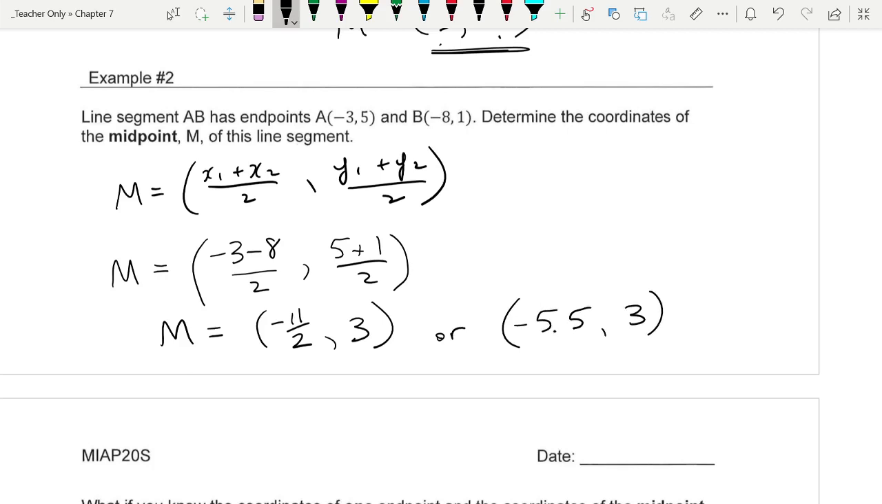But it doesn't really matter to me which one of those you pick. Okay?